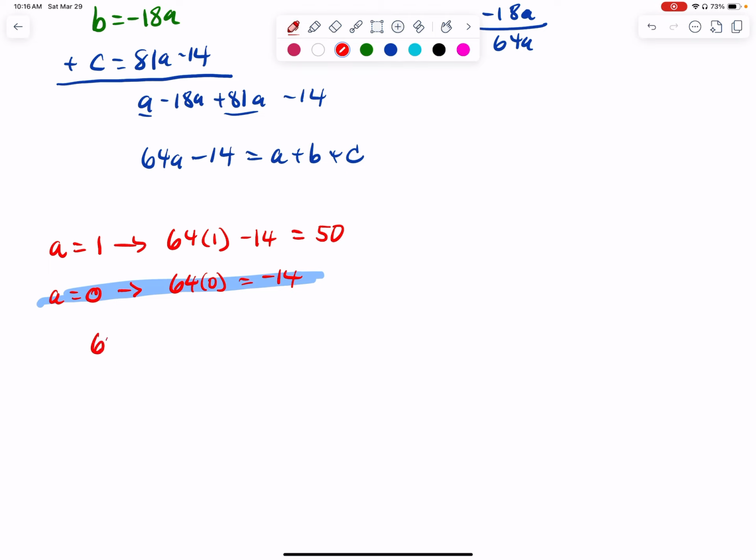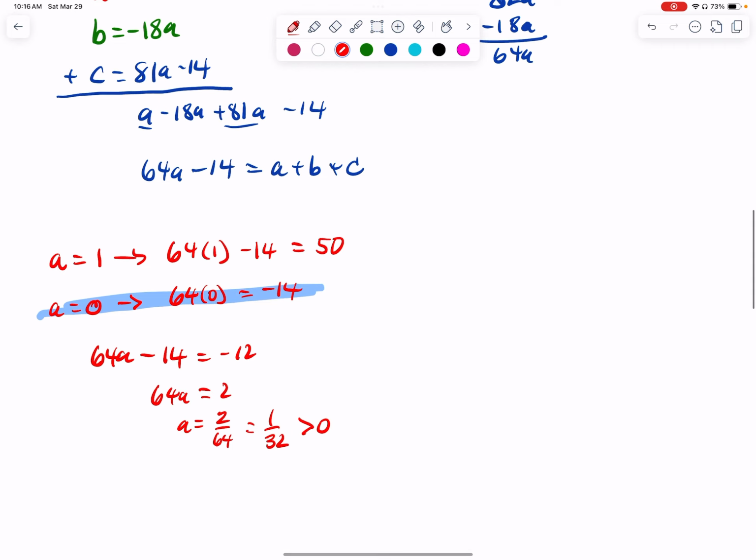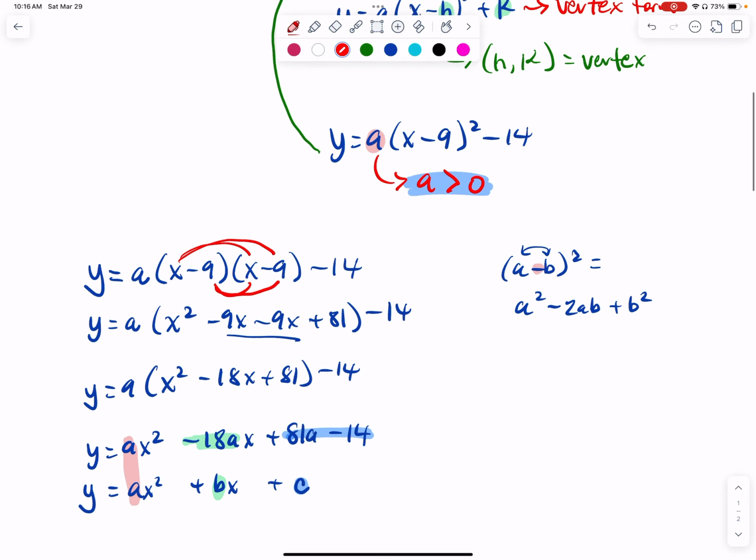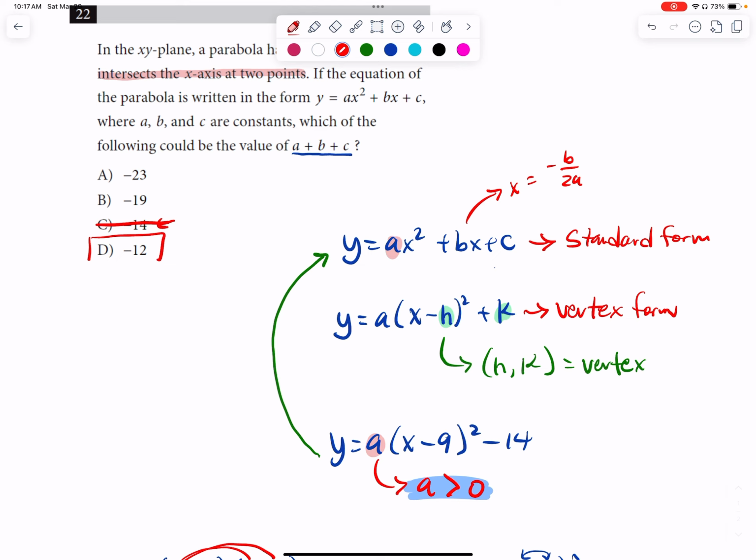So if I take my 64a minus 14 and set it equal to negative 12, I can solve this thing for a. Add the 14 over, I think that gives us 2 is equal to 64a. Divide by 64, so 2 over 64 is 1 over 32. Tiny, sure, but still greater than 0. So if a was equal to 1 over 32, then a plus b plus c would be equal to negative 12, which is in fact our answer.